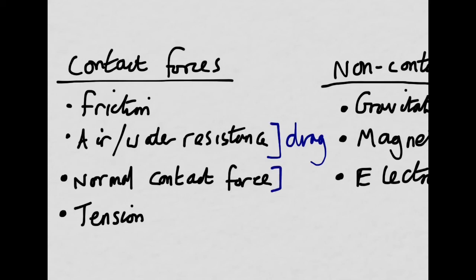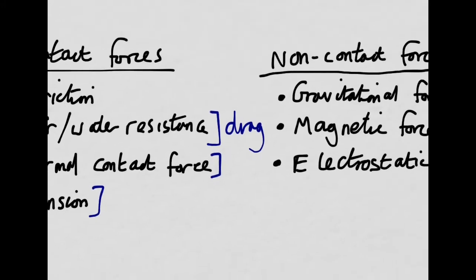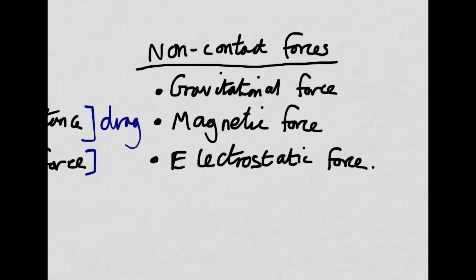Normal contact forces, we will learn more about that when we talk about Newton's third law. Basically the force that stops you from falling through the ground. We've got tension as well, which is like in ropes. If you pull something with a rope, or if you stretch a spring or something like that, that's tension. So you're putting tension into things.